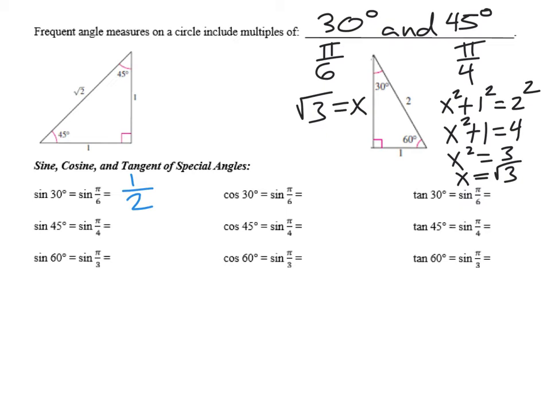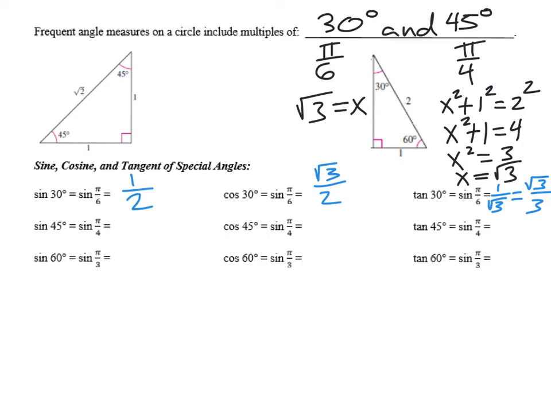All right, cosine, adjacent over hypotenuse. Tangent, opposite over adjacent, square root 3 over 3.